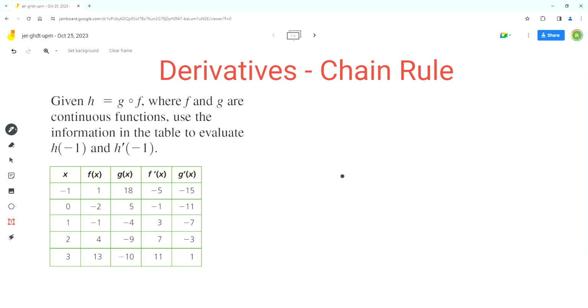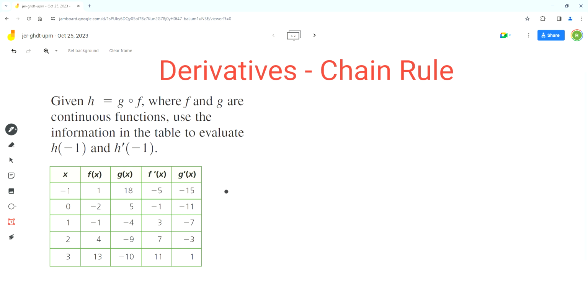So in this video, we'll use the concepts of chain rule for derivatives to solve this problem. As per the problem, given h is equal to g of f, where f and g are continuous functions, use the information in the table to evaluate h at -1 and h prime at -1. And this is the table that we are given for x, f at x, g at x, f prime at x and g prime at x.